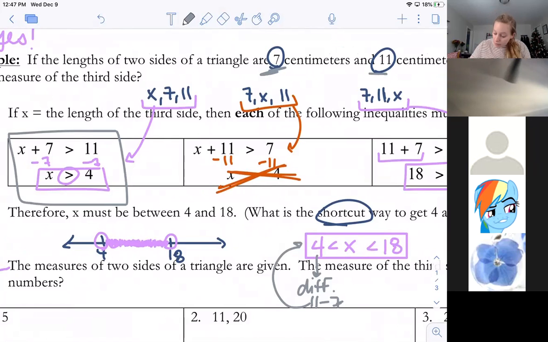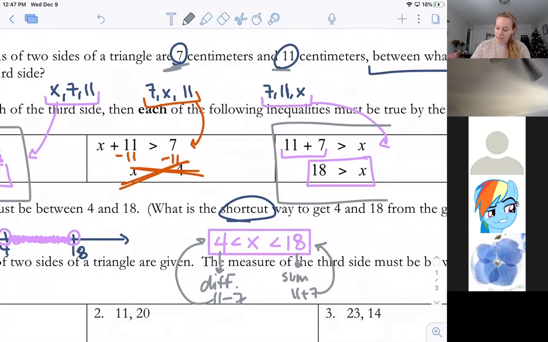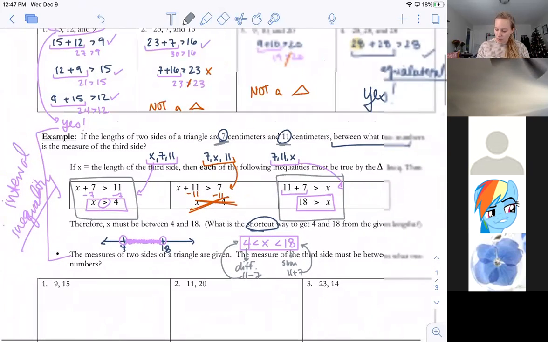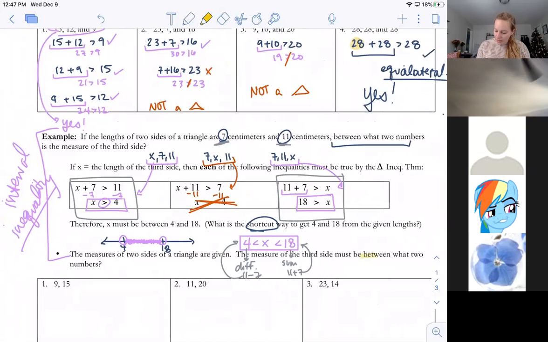The bigger number, the number that we have to be smaller than, comes from the sum of those numbers. 11 plus 7 is 18. And that's what we did in the last box. Again, we set up a nice pretty equation, but basically all we did was add the two sides that we already had together. So the shortcut is, if I ask you for the measure of the third side and it's between what two numbers, we're going to do the difference of the numbers that we have and the sum of the numbers we have and write my inequality.